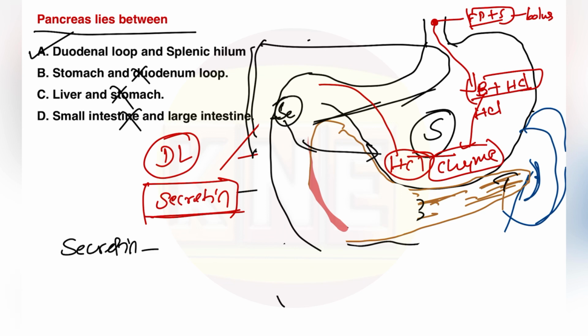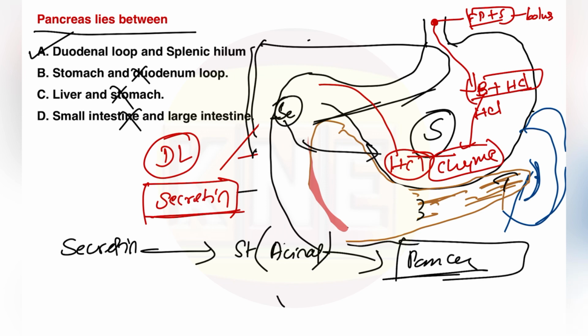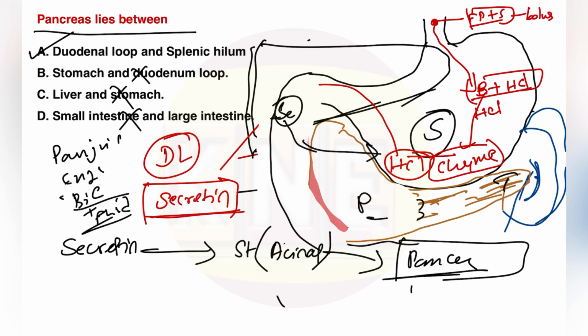Secretin goes to the pancreas in order to stimulate the acinar cells. It stimulates the acinar cells. What is in the acinar cells? Pancreatic juice. So 99% of the exocrine function of the pancreas is released as pancreatic juice, which contains the enzymes and bicarbonates plus fluid. Due to the presence of the bicarbonates, it is alkaline in nature, not acidic.